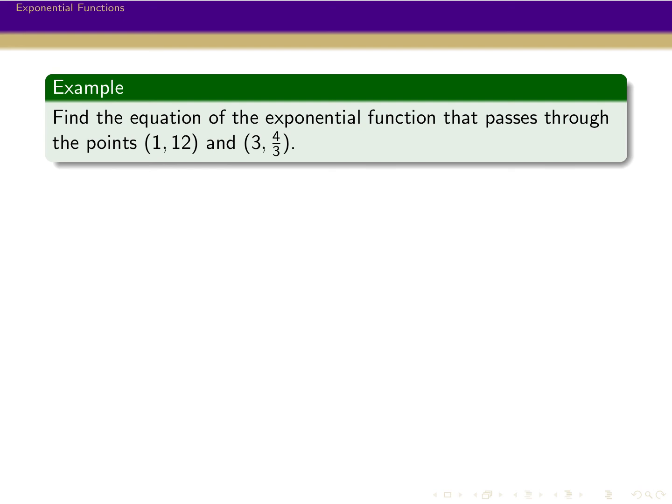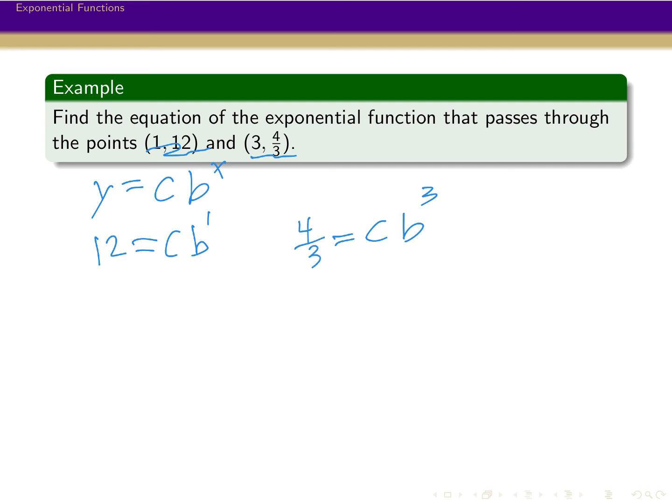Okay, so our function looks like c times b to the x. From the first one, we know that when x is equal to 1, so c times b to the first power, y is going to be equal to 12. From the second set of points, this is telling me that c times b to the third power gives a y value of 4 thirds. Okay, so using these two equations, I need to solve for both c and b.